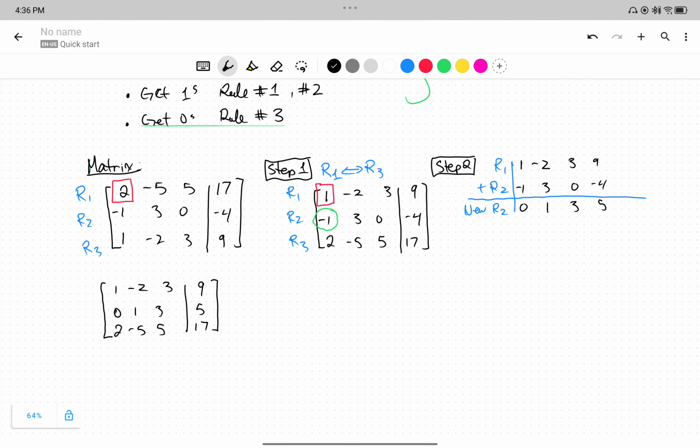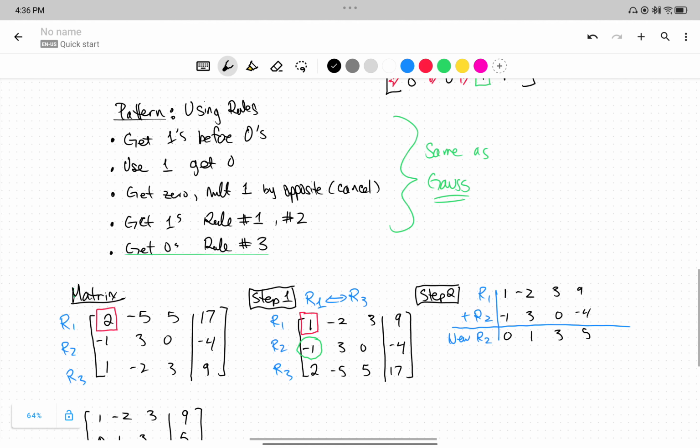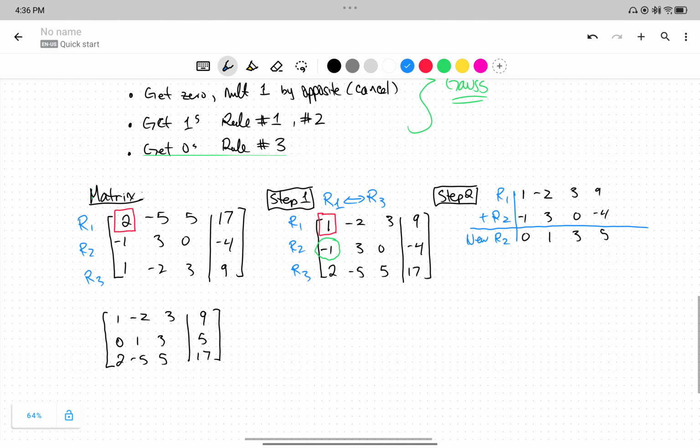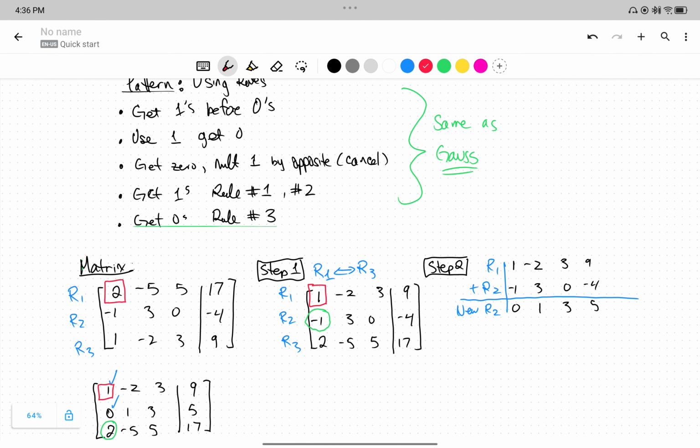Okay, so progress check. I need a 1 here, then a 0, then a 0. All right, let's look at what I have. I need a 1 here, I have it. I need a 0 here, I have it. So I need a 0 over here, so that's next. But the rule is you need to use the 1 to make the other one into a 0, and we always use the opposite to make it cancel.